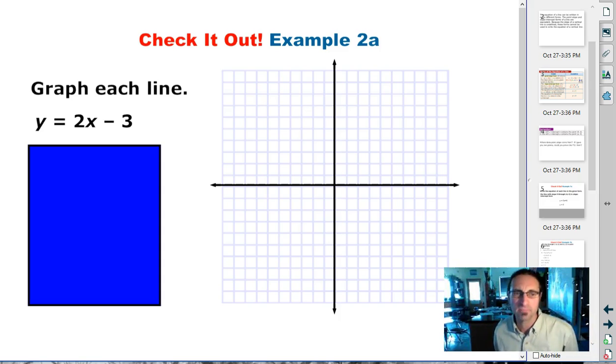All right, team, here we go. Graph each line. What? Graph each line?